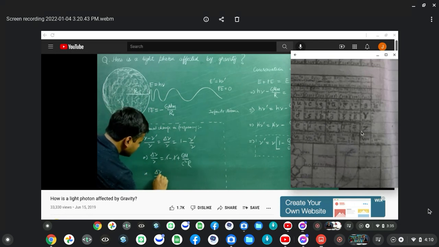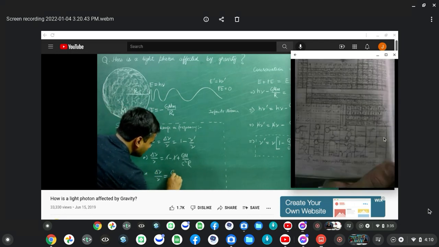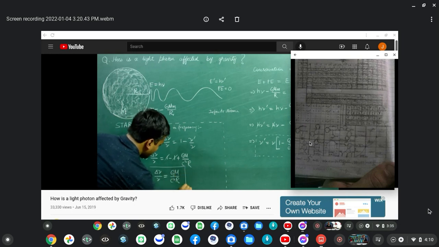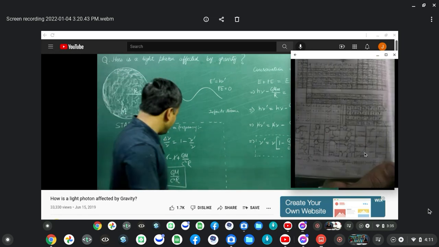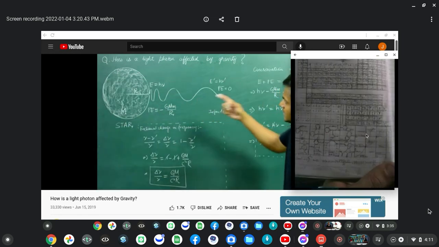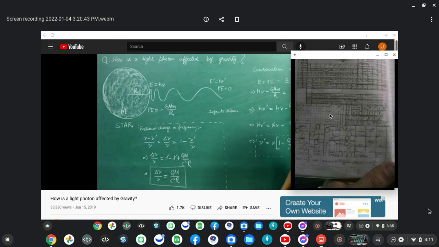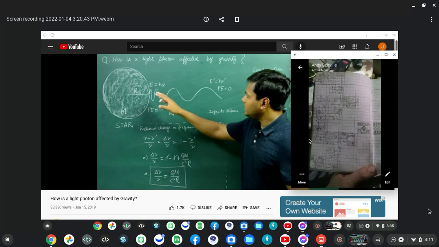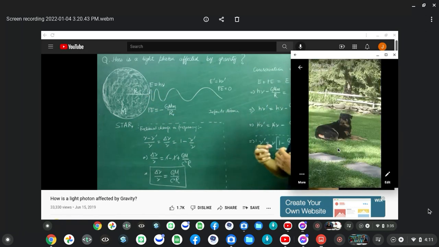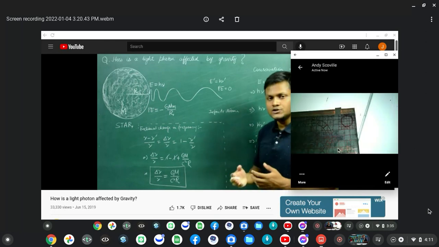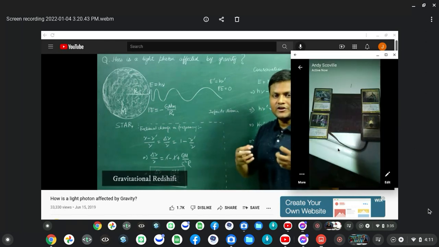and the fractional change in the frequency of the light photon comes out to be G capital M by c square R. So this is the fractional change in the frequency of the light photon as it escapes the gravitational potential of the star completely. So this kind of a phenomenon, when a light photon as it travels away from the star experiences a change in its frequency, is known as gravitational redshift.